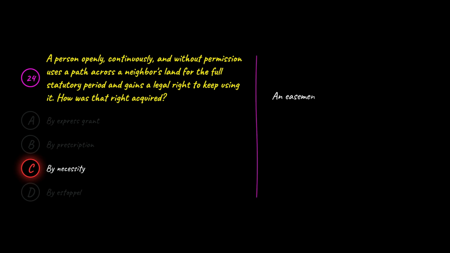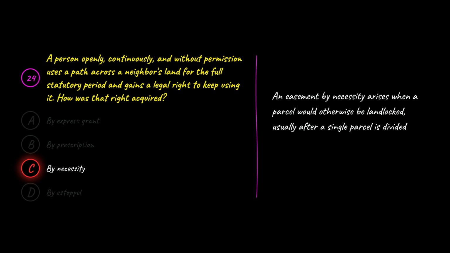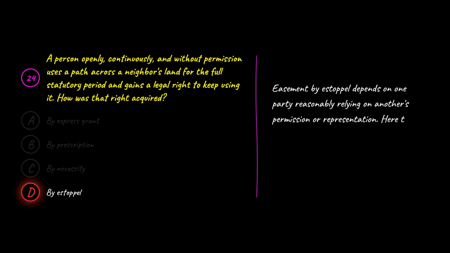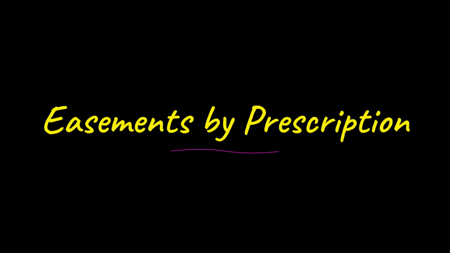C is wrong because an easement by necessity arises when a parcel would otherwise be landlocked, usually after a single parcel is divided. The facts describe years of adverse use, not a division leaving land without access. D is wrong because easement by estoppel depends on one party reasonably relying on another's permission or representation. Here the use was adverse and unpermitted, so reliance on the owner's conduct is not what created the right. Land can gain a right of use over time simply through the way it's used, not through a signed document.